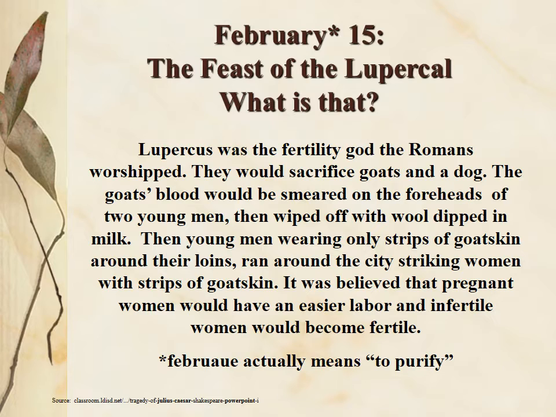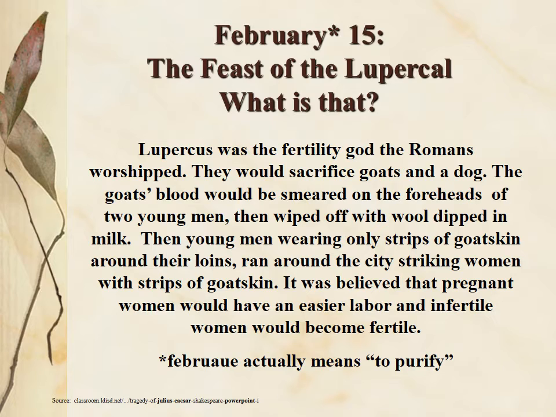So what is that? Well, Lupercus was the fertility god the Romans worshipped. They would sacrifice goats and a dog, and the goats' blood would be smeared on the foreheads of two young men, then wiped off with wool dipped in milk. Then young men wearing only strips of goat skin around their loins ran around the city, striking women with strips of goat skin. It was believed that pregnant women would have an easier labor and infertile women would become fertile. And that was the feast that was going on at the opening of this play.